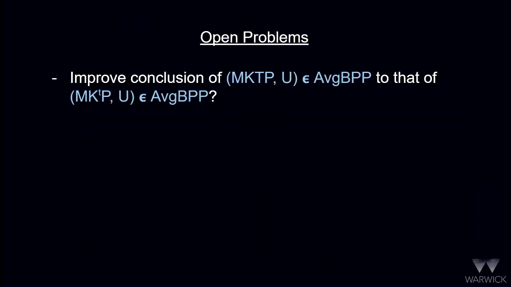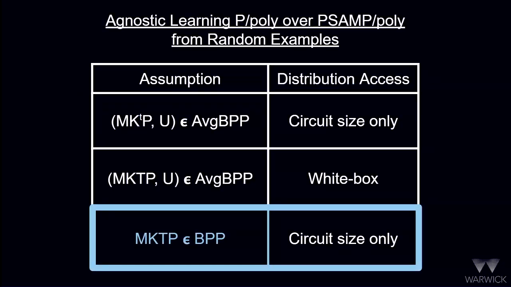I'm going to skip that. One open problem that immediately comes to mind is whether we can improve the conclusion of the K capital T result to that of the K-poly one. I don't know, but it is possible to show that if KT is easy in the worst case, then you can get the same conclusion. So I think this is just indicating that really the only missing piece of the puzzle is the worst to average case reduction that we have for K-poly.